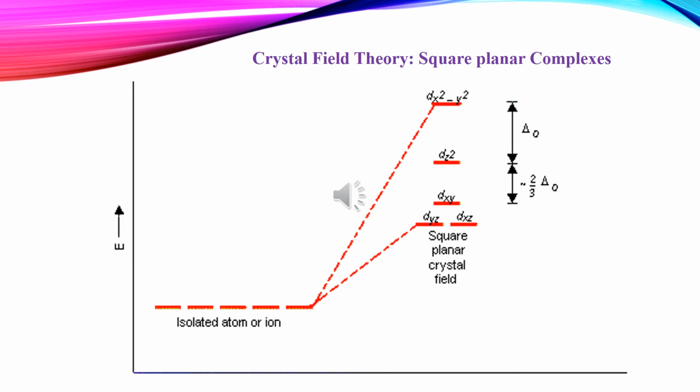Let us see the splitting of d orbitals in square planar complexes. The splitting of d orbitals in these complexes is as shown in this diagram.